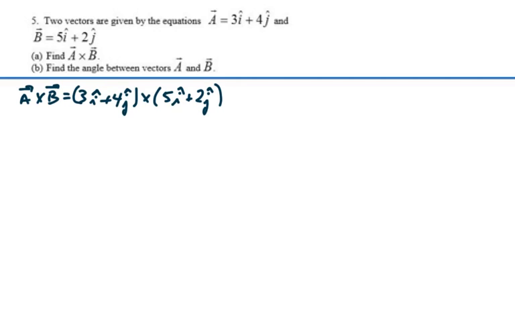And i crossed with i will be 0, and j crossed with j will be 0. So this is going to be 3i crossed with 2j plus 4j crossed with 5i.